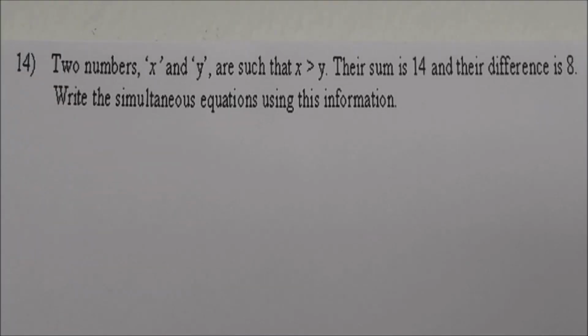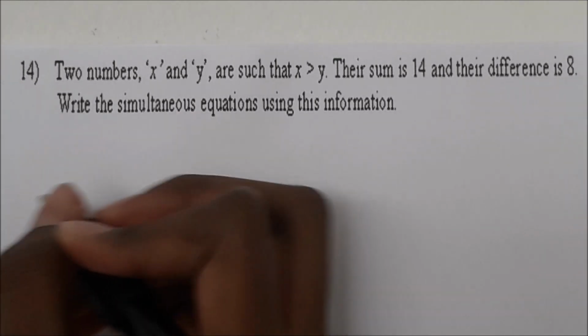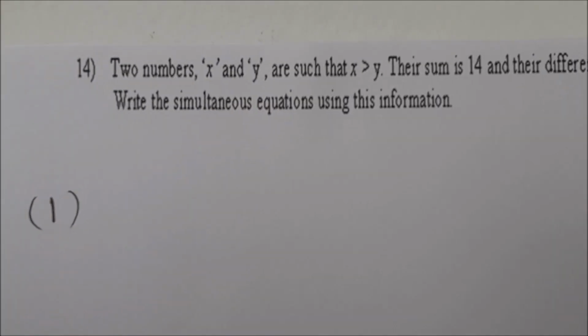Number 14, read it. Two numbers, x and y, are such that x is greater than y. Their sum is 14 and their difference is 8. Write the simultaneous equations using this information. Okay, so you're going to put 1 and 2. 1, write the first simultaneous equation. Bring it over, I can't see it. Go ahead.